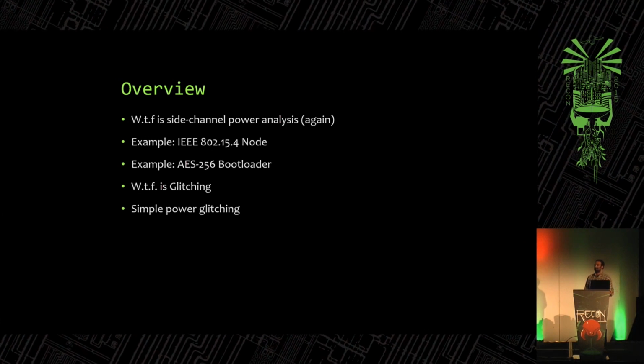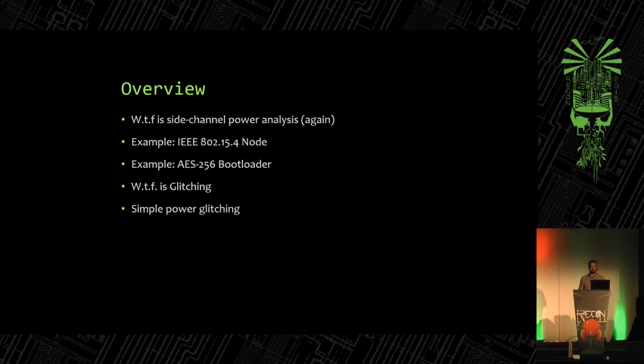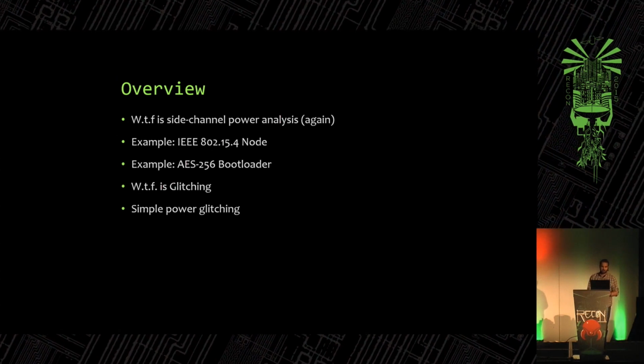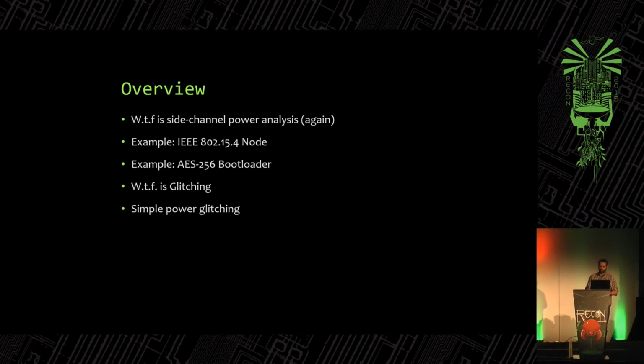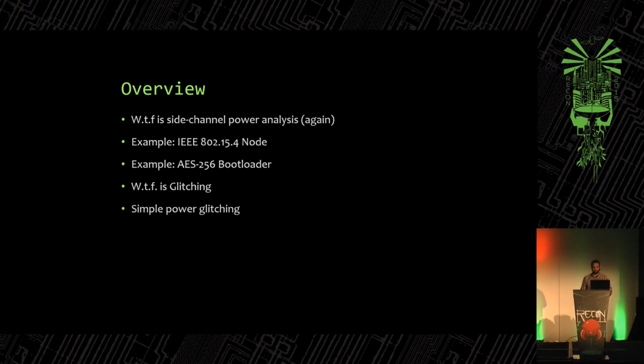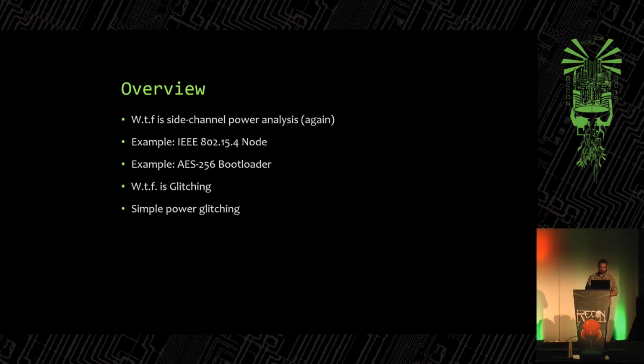I'll give you two examples of where you can use side channel power analysis on real targets. And after that, I'll pretty briefly cover what glitching is, and an example of doing glitching against a Raspberry Pi running embedded Linux.